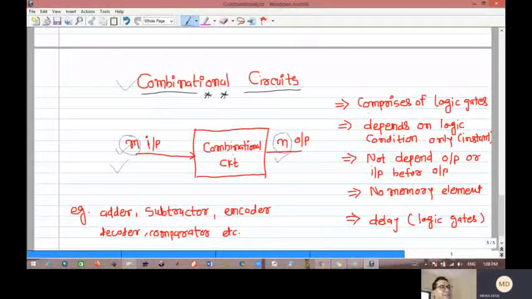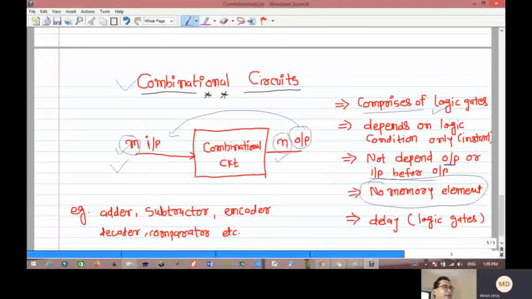It comprises logic gates. It is made from only logic gates. What is a logic gate? That we already discussed. The present output depends only on the present input. It does not depend on the previous or future values of the input or output, because it has no storing element, meaning no memory element, and because of that at the present instant we get the present output.